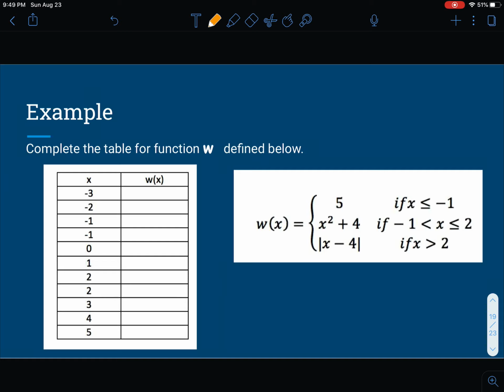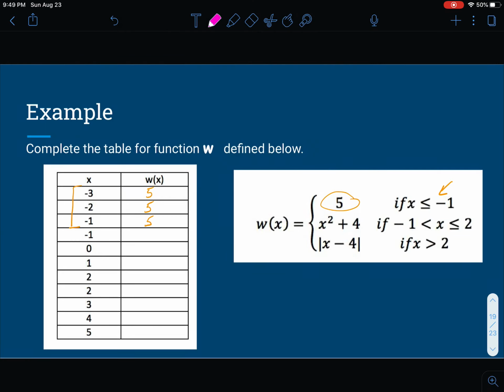Okay, so this is complete the table for function w defined below. This is different than what you had in your original table and function just by a bit, but this would be good for you to try again just as a different one. So we're plugging in values. I'm looking at from -3 to -1, and I'm going to use this function because those are part of this restricted domain. Now, there's nowhere to plug it in. It's a constant function. So these are all going to be 5.